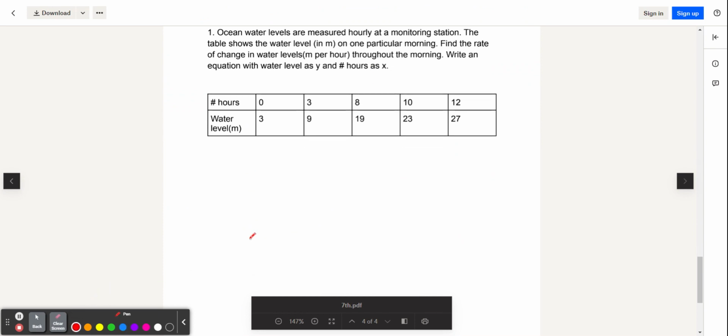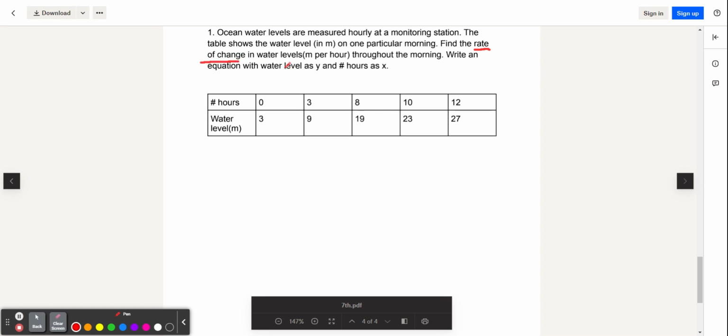Now for these word problems. Ocean water levels are measured hourly at a monitoring station. The table shows the water level in meters on one particular morning. Find the rate of change in water levels, in meters per hour, throughout the morning. Write an equation with y as water level and number of hours as x. Now we are writing the equation. So first it asks for the rate of change.